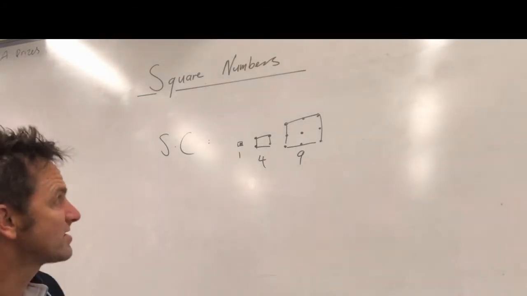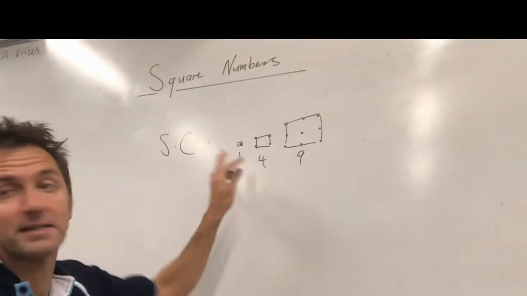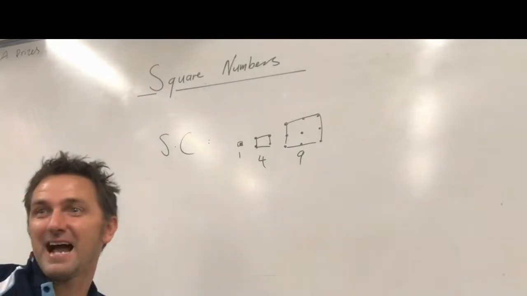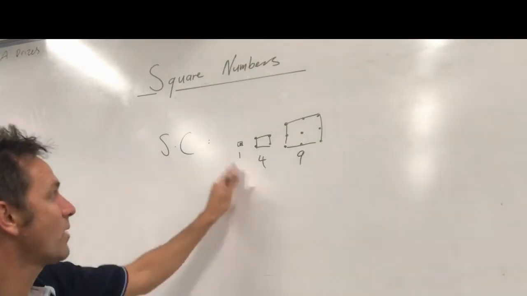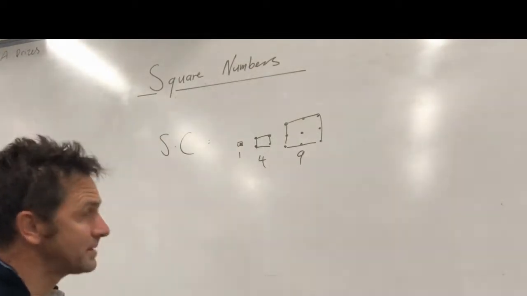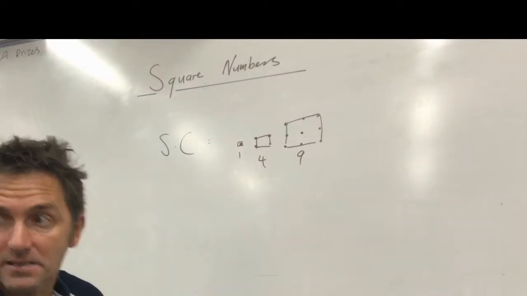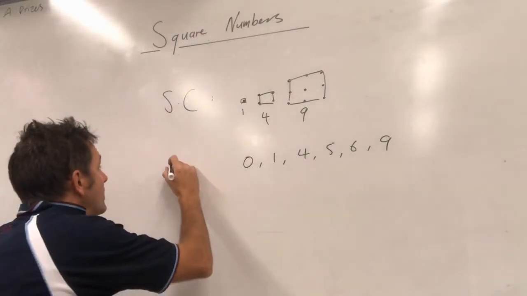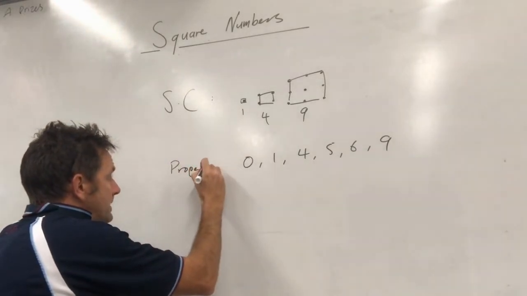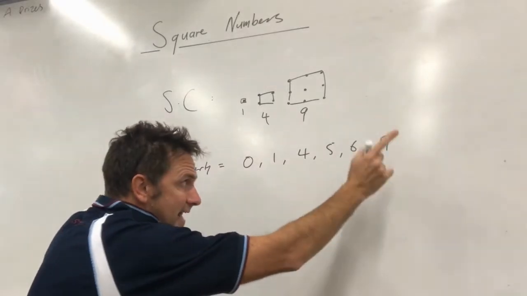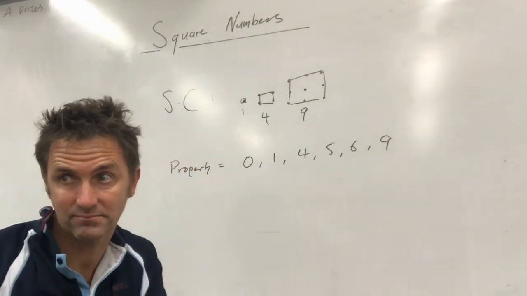I'll challenge you, you can't really make squares with other sets of dots. You can't make a square with 3 dots. You can't make a square with 5 dots, but you can with 1, 4 and 9, and it keeps on going up. We're going to look at square numbers and their properties. One property is that square numbers can only end with 0, 1, 4, 5, 6 and 9. Okay? All right, let's go.